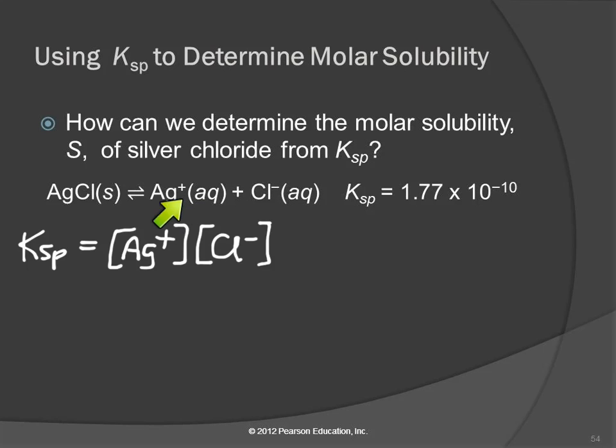So we've got product 1, the silver ion, and the other product, the chloride ion. Neither of them have coefficients, and so they don't need exponents here. And this is our expression. Now we're given the value here, so that equals 1.77 times 10 to the minus 10. Well, is that telling us how many moles of silver chloride dissolve? Not really. It looks like we've got 2 variables there, doesn't it?